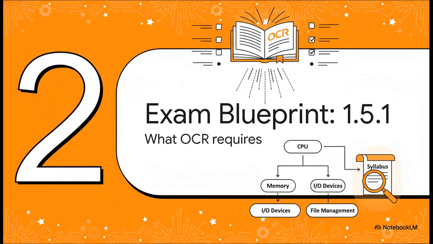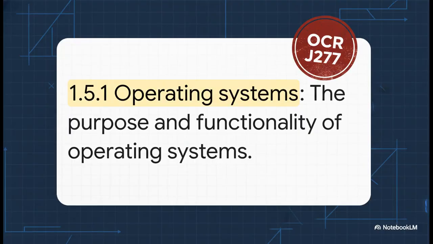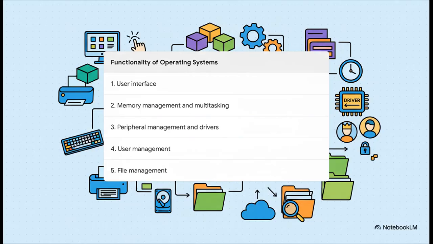Now, here's the great part for your revision. You don't have to guess what you need to learn. The exam board, OCR, literally gives you a blueprint of what's expected. This right here is the exact wording from the J277 specification. So this isn't just a hint, it's your revision checklist. If you can nail this stuff, you are on a direct path to getting those marks. And the spec breaks it down even further into these 5 key functions. These are the big 5. You've got to know them inside and out. So let's get into it and tick them off one by one.